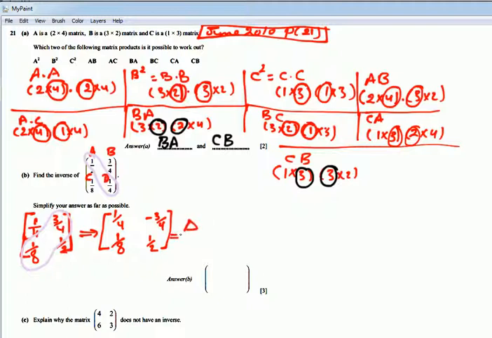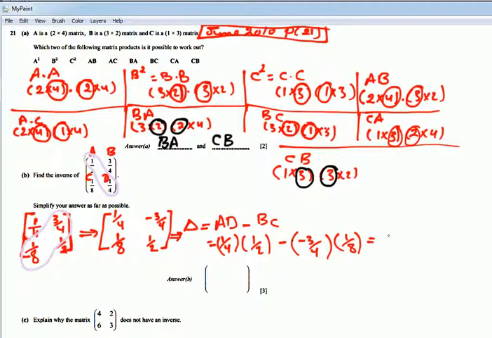Then you have to find the determinant of the matrix, which is AD minus BC, either from this matrix or from the original one. You will end up with the same result. AD is 1/4 times 1/2, minus negative 3/4 times 1/8. Using the calculator, it will be 1/32.